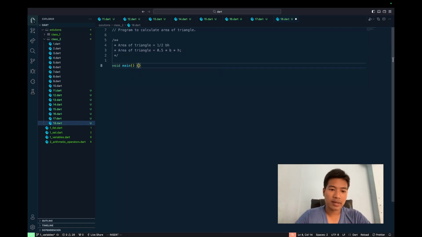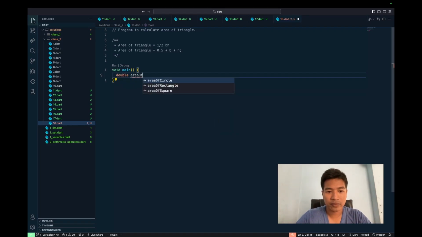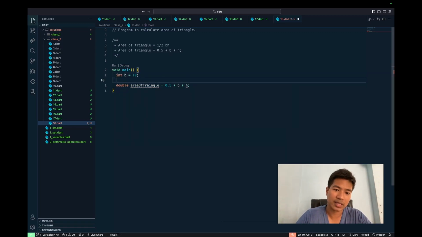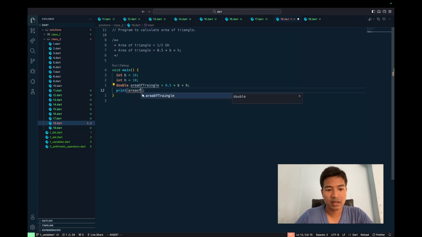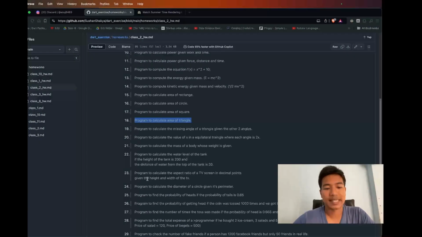So in void main, double area of triangle is 0.5 into b into h. The b property is similar, h property is similar. Simple. Area of triangle, so print area of triangle. So literally the main thing is the formula. Moving on, 19.